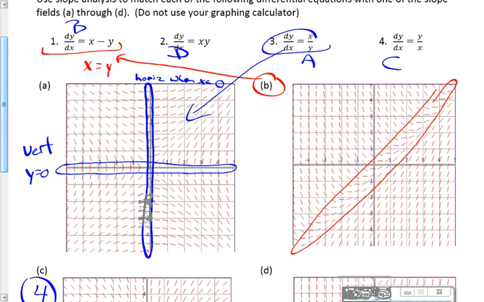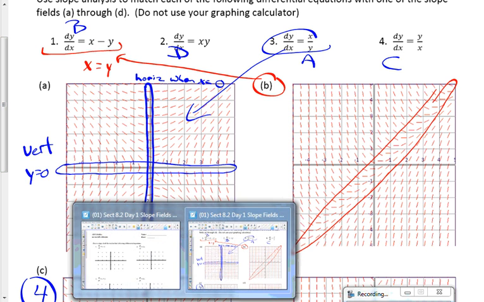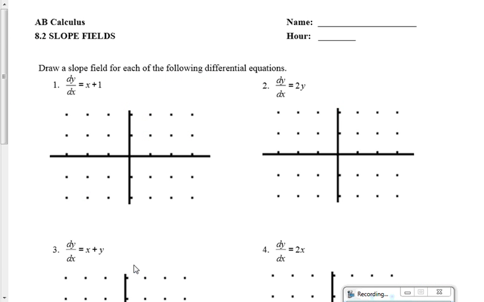Okay. I want to start you on the slope fields worksheet. I want to do it for these first two together. And then we'll be done for the day. So, first equation, dy dx equals x plus 1. If you want to, you can make a little table.